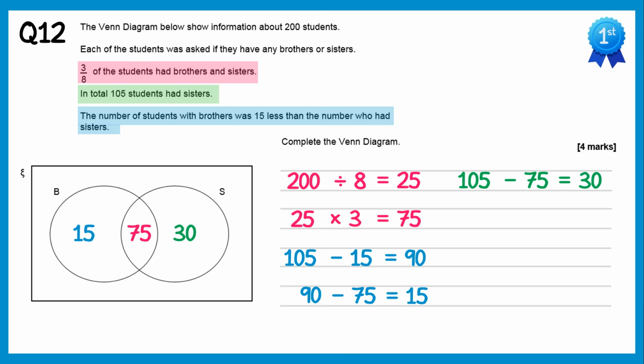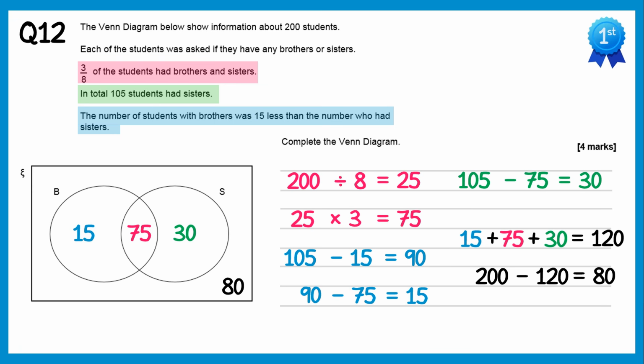Now it looks like we finished, but there's one more piece of information, the number of people that didn't have brothers or sisters. To do this, we add up all the numbers we've got so far, so 15, 75 and 30, which gets you 120. Since there were 200 students in the whole Venn diagram, we do 200 take 120, which leaves you with 80. So we write an 80 in the bottom corner here. And that's the question finished.